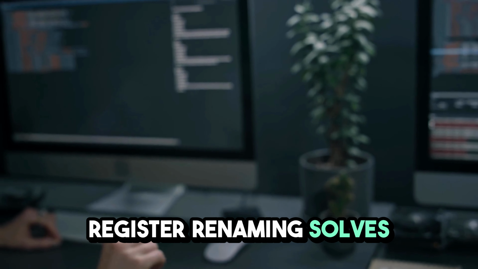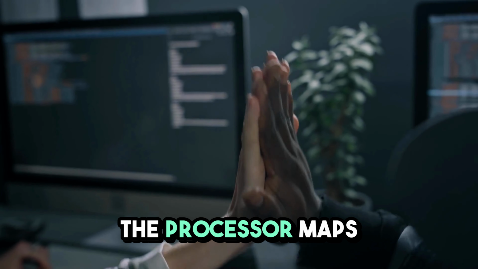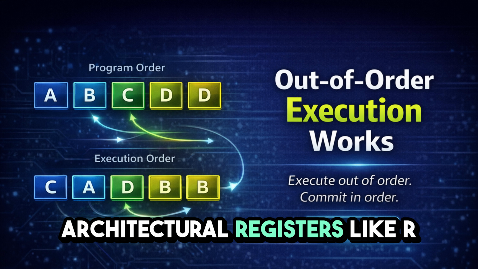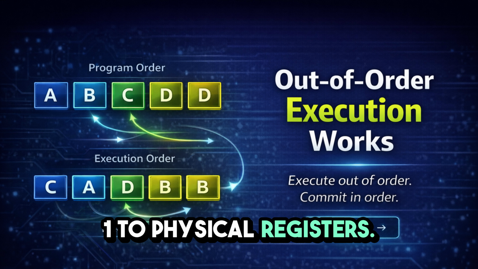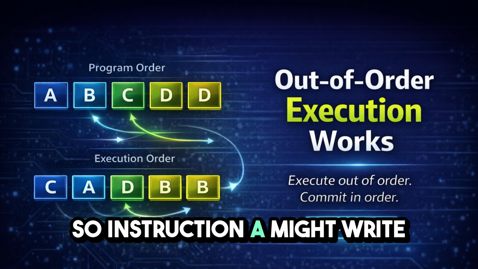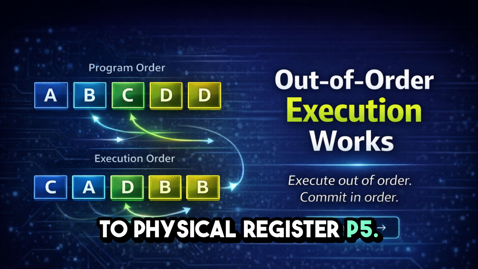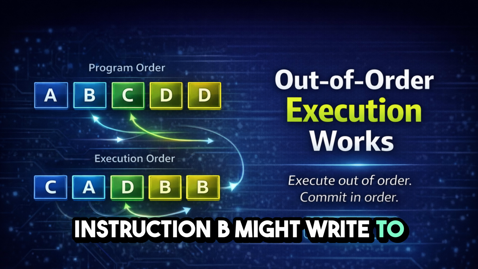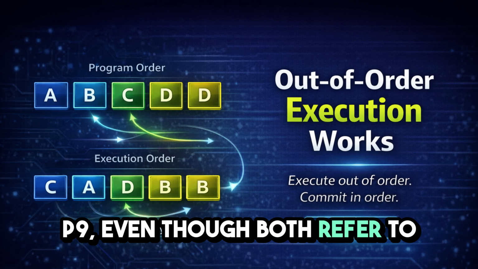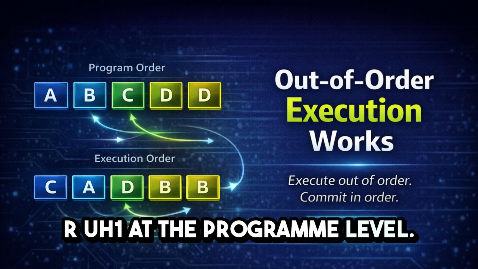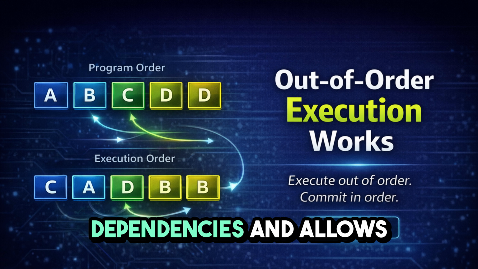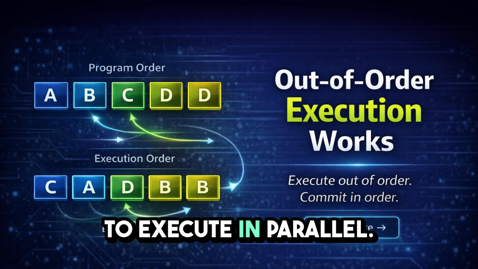Register renaming solves this. Internally, the processor maps architectural registers, like R1, to physical registers. So instruction A might write to physical register P5, instruction B might write to P9, even though both refer to R1 at the program level. This eliminates false dependencies and allows more instructions to execute in parallel.